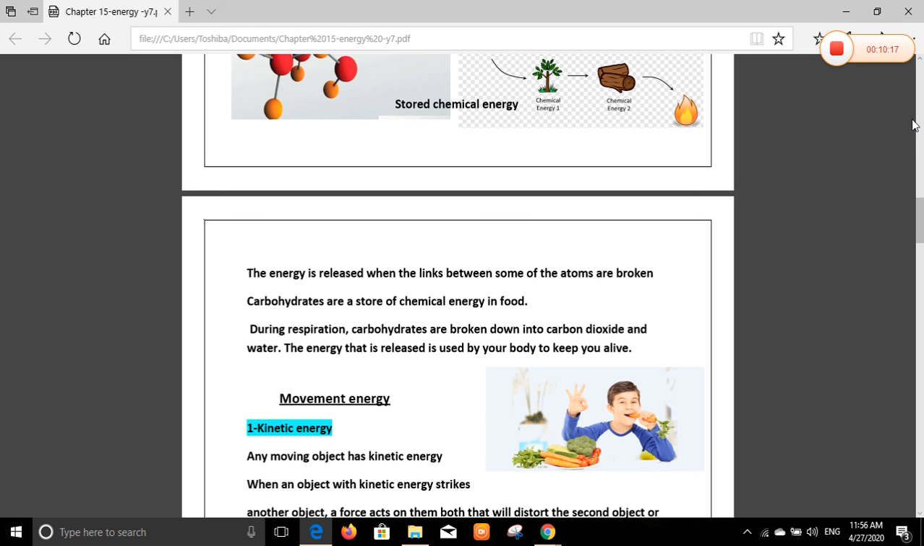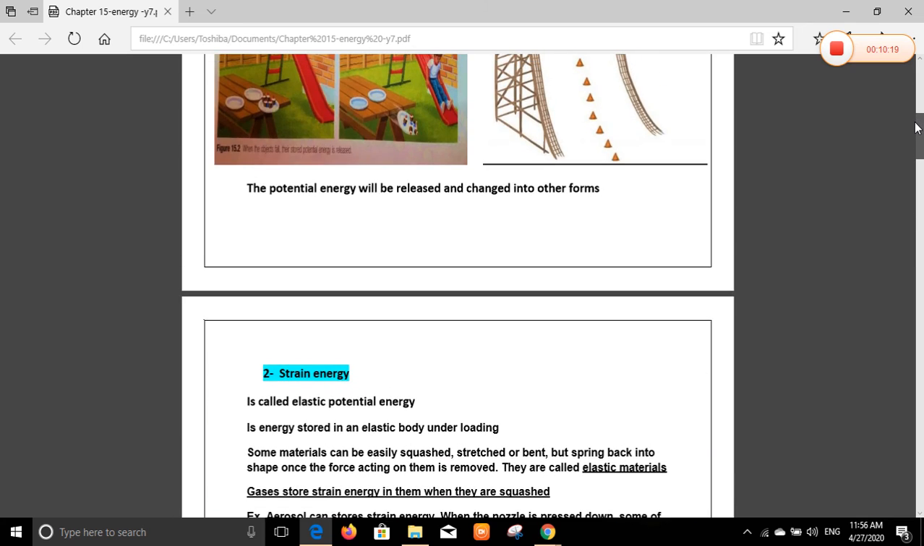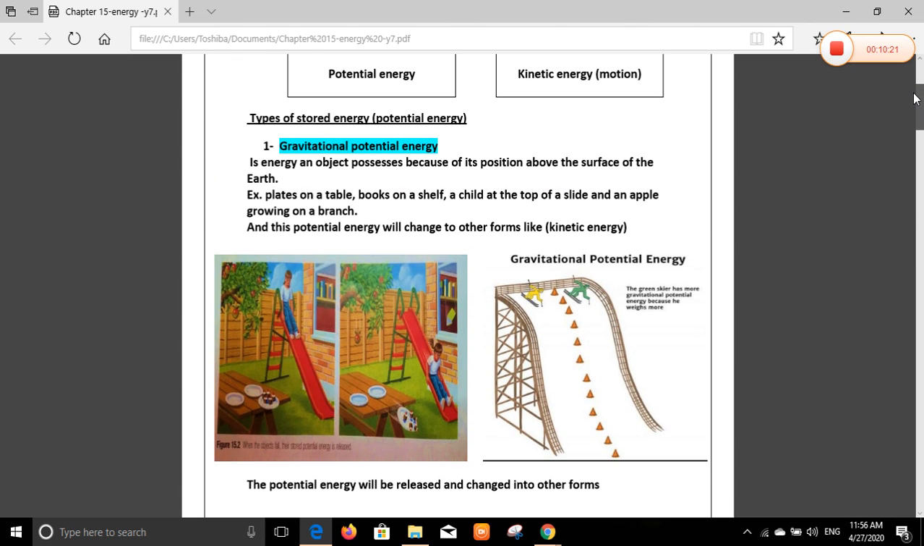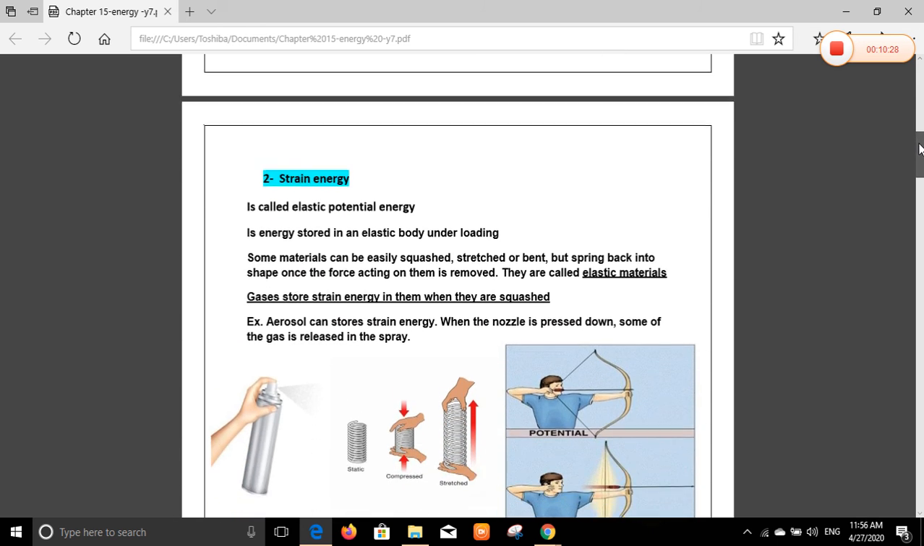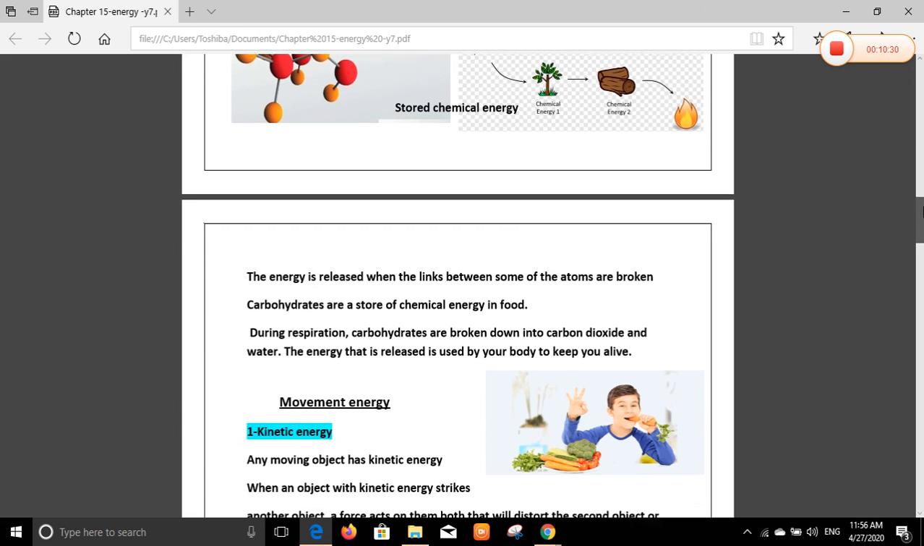As I mentioned, until now we have three types of potential energy: gravitational potential energy, strain energy, and chemical energy.